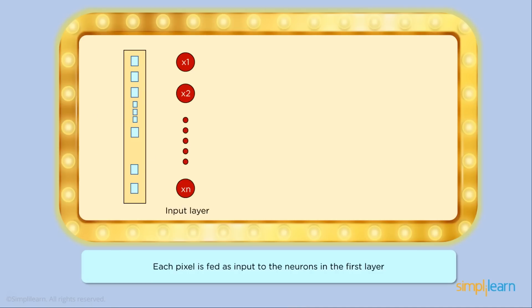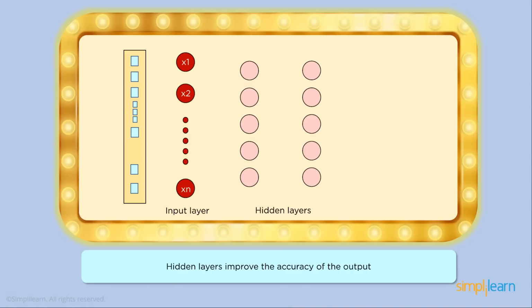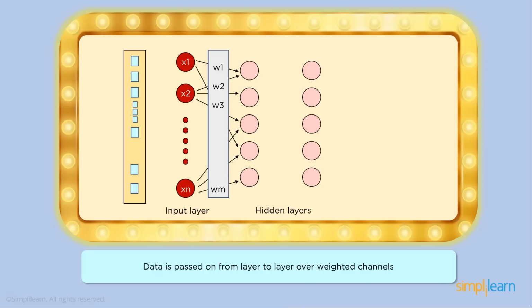That's the easiest way to process that, but not the only way. So we flatten it out so it's just one long array. And then we have hidden layers that improve the accuracy of the output. And you can see here we're not looking at just one neuron. We actually have 2 hidden layers, and each layer is a row of neurons. And data is passed on from layer to layer over weighted channels.